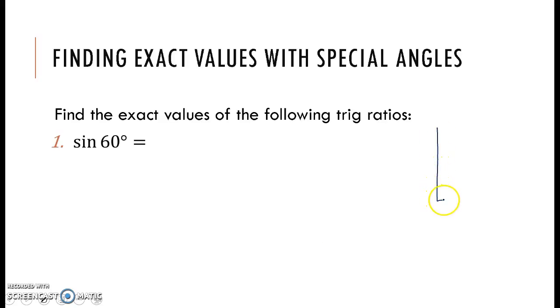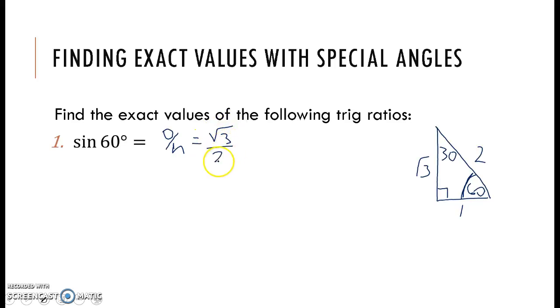So we might have to go back and draw what a 30, 60, 90 triangle looks like. This is 30 degrees right here. We have a 60-degree angle here. So the sine of 60 degrees, we're talking about this angle, and we know that the sine is always the opposite over the hypotenuse. And so we know that this is 1, this is 2, this is the square root of 3. And so we're going to have the opposite, which is the square root of 3, over the hypotenuse, which is 2. And so the sine of 60 degrees, the exact value is the square root of 3 over 2.